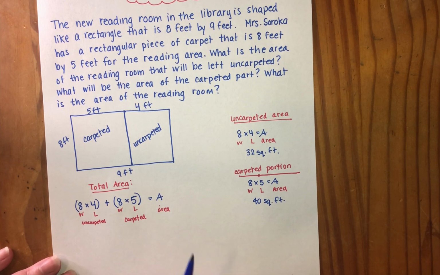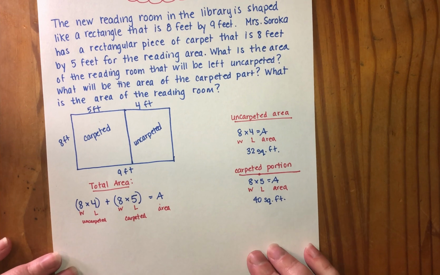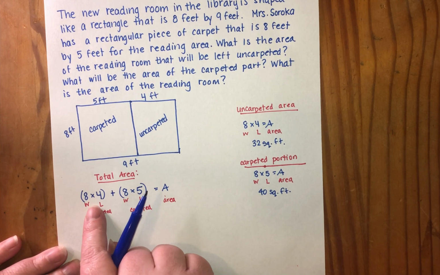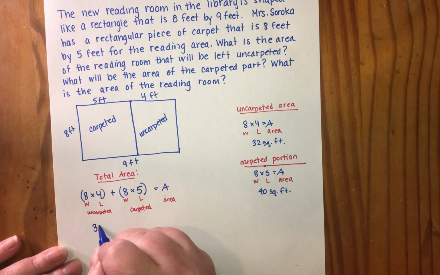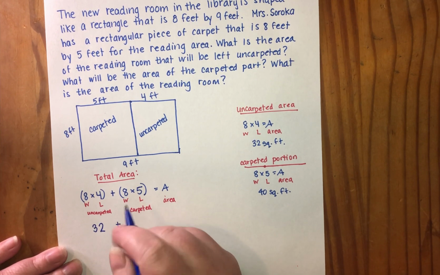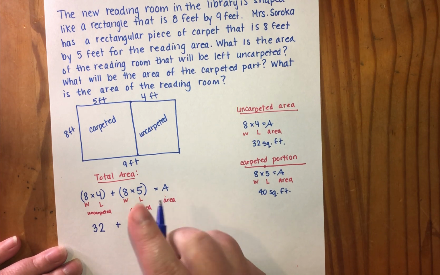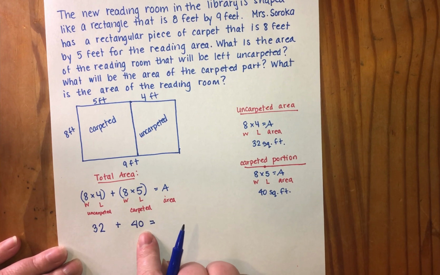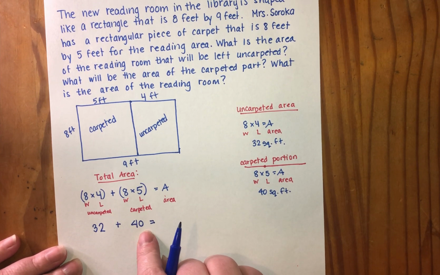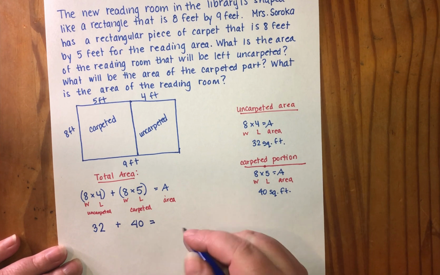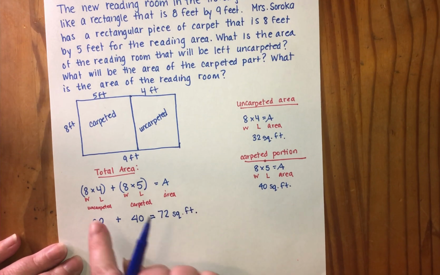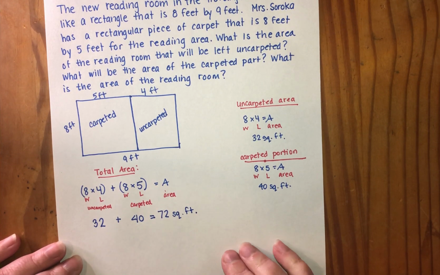What is the total area of the reading room? Evaluate. If we multiply 8 times 4, we arrive at 32. And if we multiply 8 times 5, we arrive at 40. When we add 32 plus 40, we find that the total area of the reading room is, yes, 72 square feet. Why does this equation work? Say it out loud.